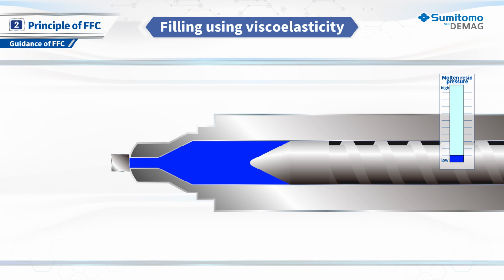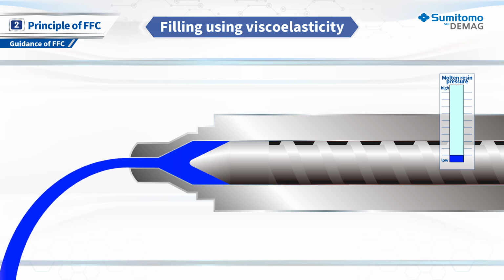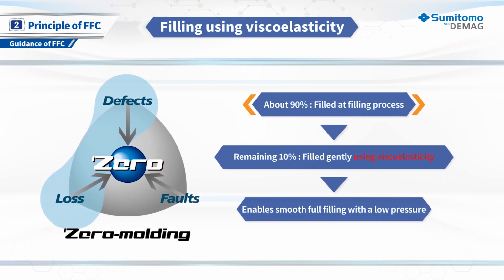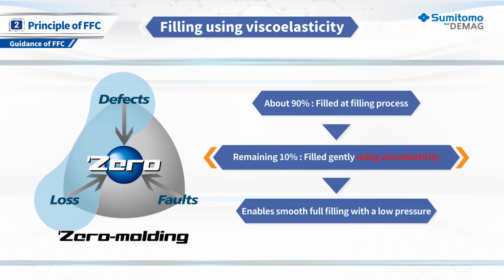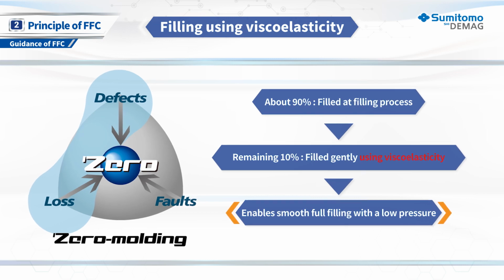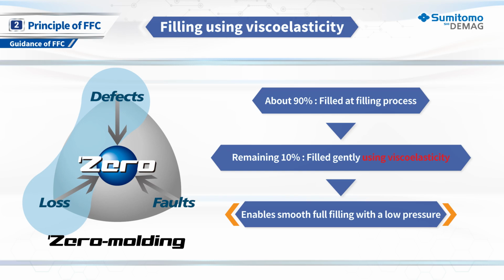Now imagine, what happens if the stopper at the nozzle tip is removed while the resin pressure inside the cylinder is high? The resin flows out vigorously, and the pressure inside the cylinder drops. FFC is the technology that takes advantage of these characteristics. By stopping the screw and filling the last 10% gently with viscoelasticity, it allows for smooth full filling at low pressure.